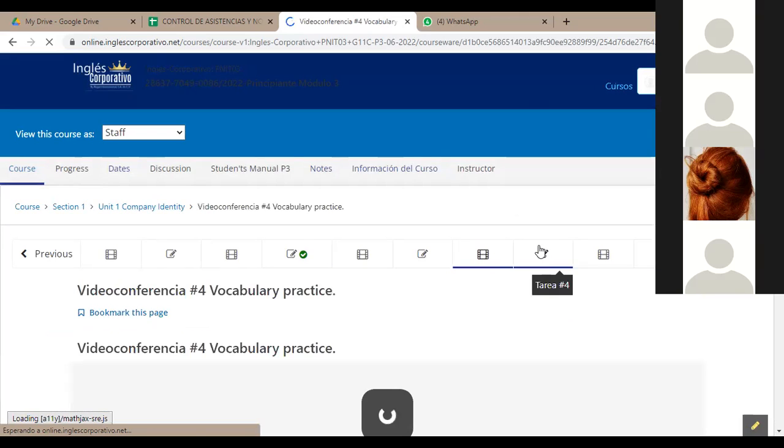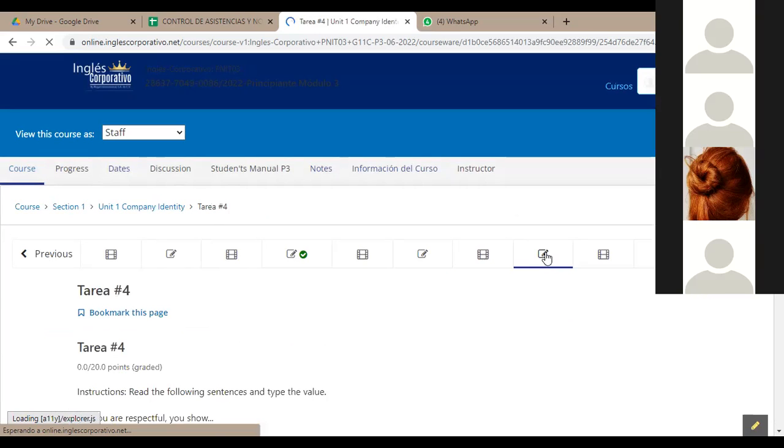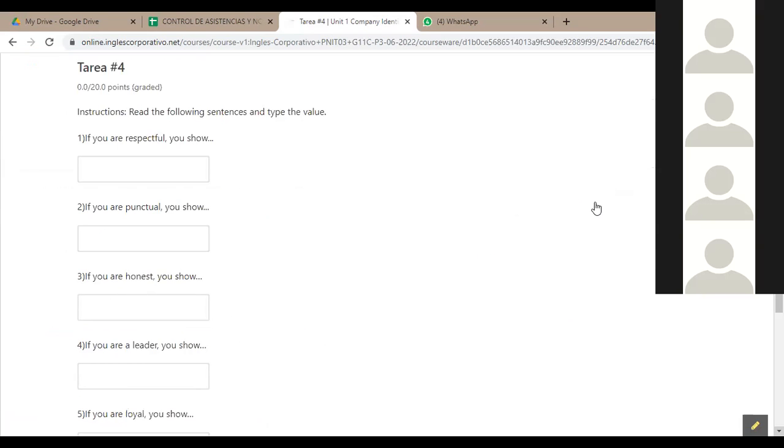No, ahí se me va a ir por el otro lado. Okay. You said instructions. Read the following sentences and type the value. Okay. If you are respectful, you show responsibility. Respect. Okay. Vale, en estos tiene que fijarse en la primera palabra que tenga mayúscula, que no haya un espacio antes de la primera palabra, ¿ok? If you are punctual, you show punctuality.